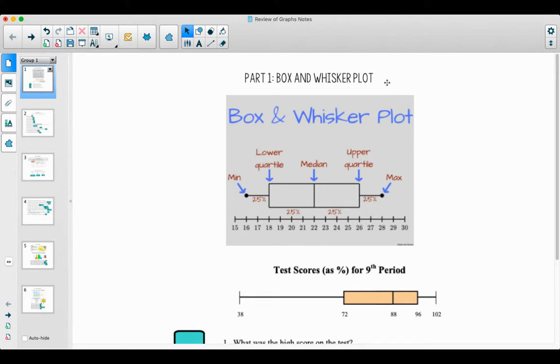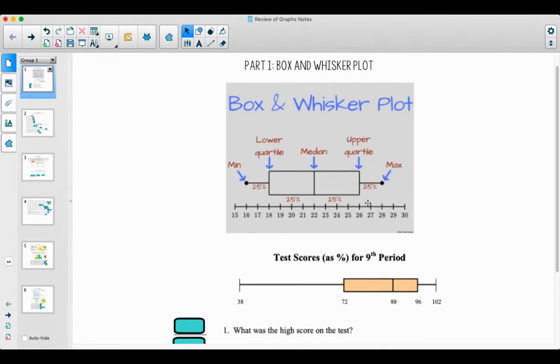So if we look at this picture first, kind of just a little review of it, we have the different things that make up the box and whisker plot. The first dot here that we see, that's our minimum value. And then we have that lower quartile, that median, which is the middle number, the upper quartile, and then the max, that highest number. Each piece of that data is going to make up 25%.